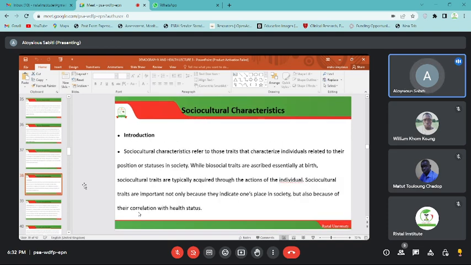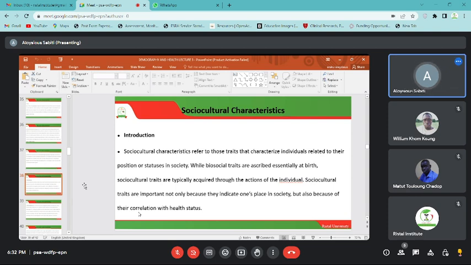Another characteristic is what we call the social-cultural characteristic. Social-cultural characteristics refer to those traits individuals relate to their positions and statuses. So, an individual may have a social status. For example, you are married, that is a social status. You're not married, that is a social status. And this social characteristic also influences an individual's health status.